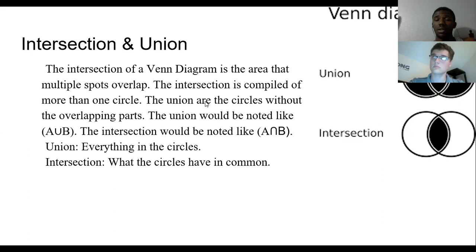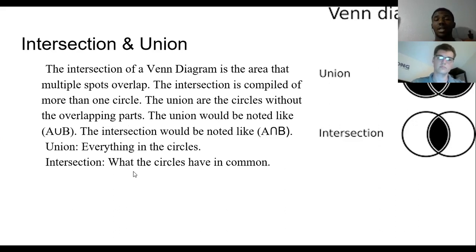Now, the union is the circles in general. These are the circles just in general. The union would be noted like this: it'd be A with a U shape, and B, which is two different circles, A union B. And the intersection would be noted with an A and an upside down capital U and B. But the union is everything in the circles.